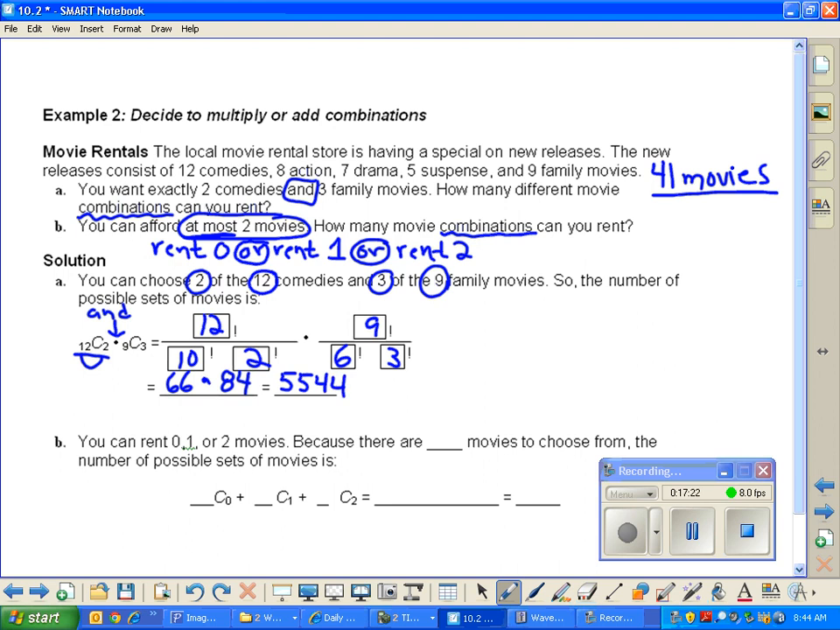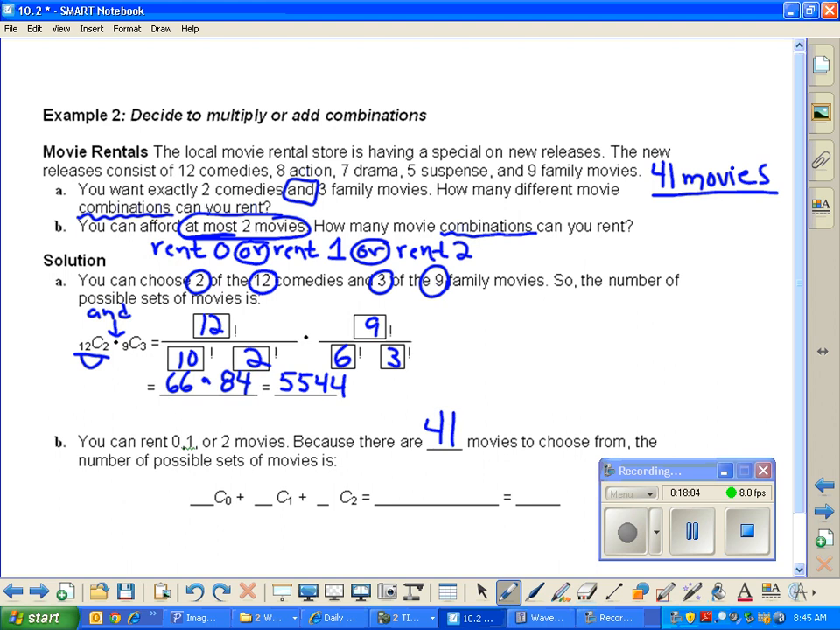Taking a look at part B, the problem says you can afford at most 2 movies. And then we are asked to establish how many movie combinations can you rent. And since it was at most 2 movies, we did say that that's kind of an or problem in disguise. So we could rent no movies, 1 movie, or 2 movies. And it doesn't really say what genre. I mean, these could be comedies, action, pick your pleasure there. If you like suspense movies, you could pick from those only. But in general, the total of options we have, there are 41 total movies to choose from.